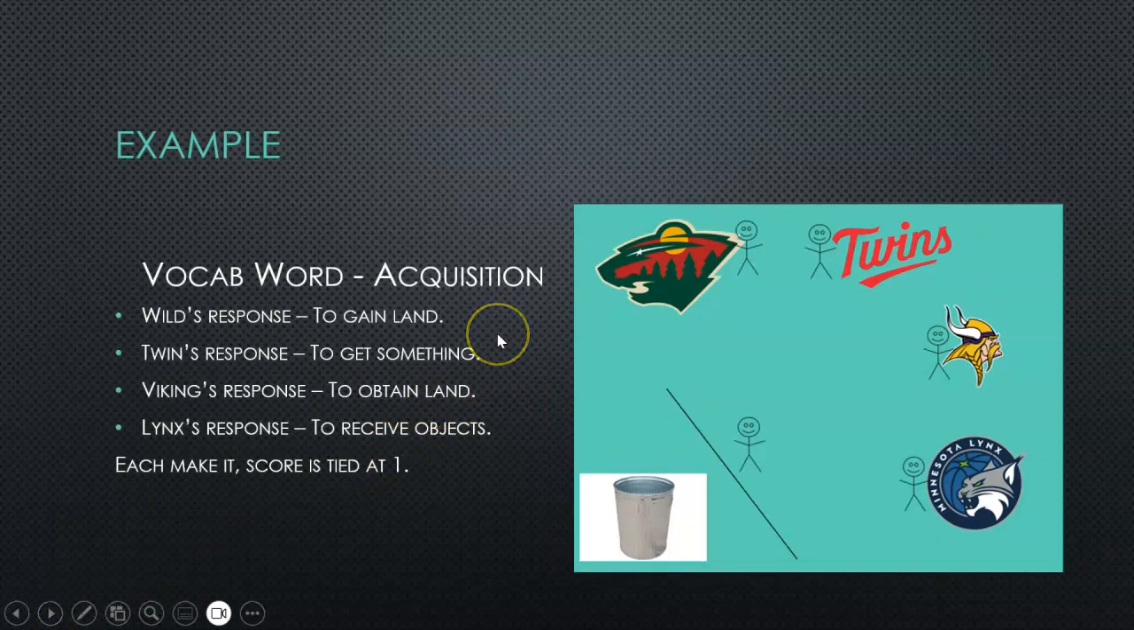So my first example uses some of my vocab words that I used for the password activity. One of the vocab words I had was acquisition. Let's say the Wild said to gain land, the Twins said to get something, the Vikings said to obtain land, and the Lynx response is to receive objects. Each of them gets it right, as that is all some form of acquisition. So they all make it into the trash. They all come up to the line, each person comes up and shoots, and so I have the score tied at 1 going into the second round.